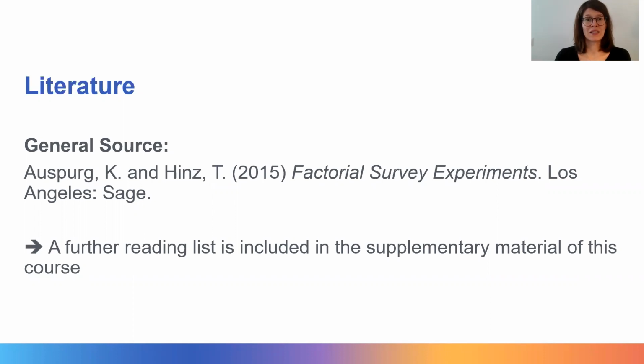Before we begin, I want to draw your attention to some helpful reading. The book by Auspurg and Hinz provides a detailed introduction to factorial surveys, and this course mostly relies on the source. I provide a further reading list and a supplementary material, which discusses the topics we address in this course, as well as topics that we cannot discuss in detail in this setting.